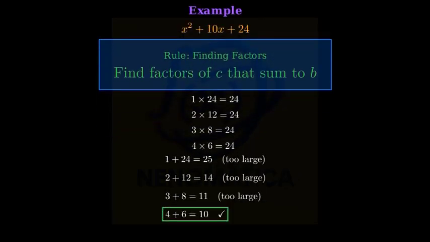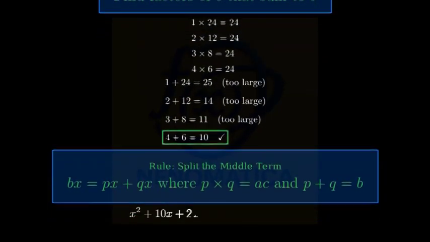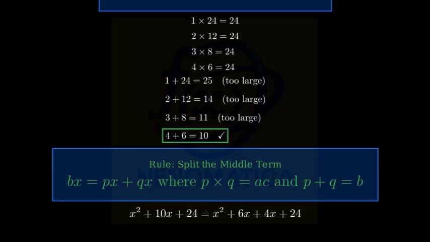1 plus 24 equals 25, too large. 2 plus 12 equals 14, still too large. 3 plus 8 equals 11, getting closer. 4 plus 6 equals 10. That's it. We need the factors 4 and 6. So we can rewrite our expression as x squared plus 6x plus 4x plus 24. We're splitting the middle term 10x into 6x plus 4x based on the factors we found.